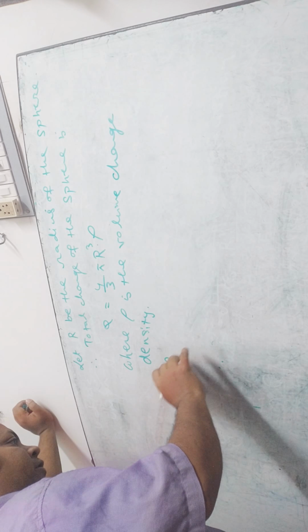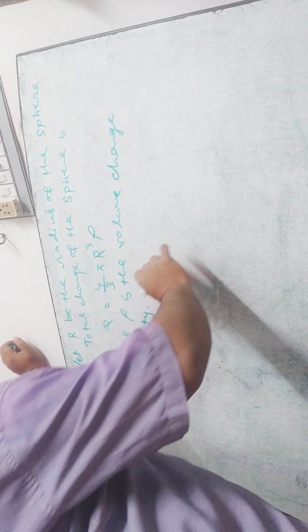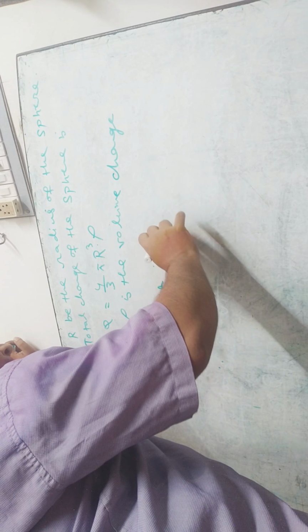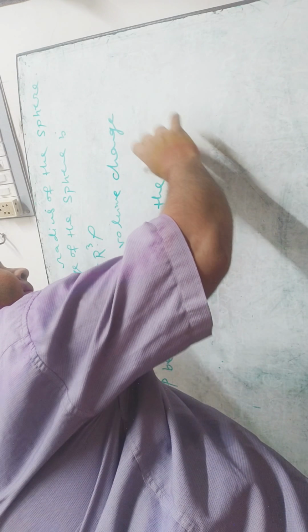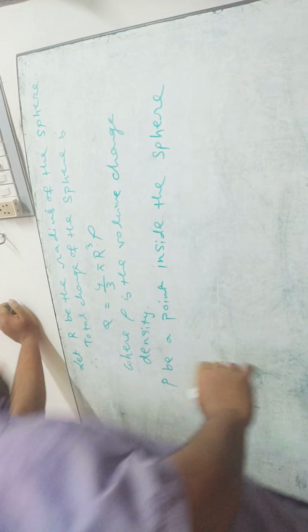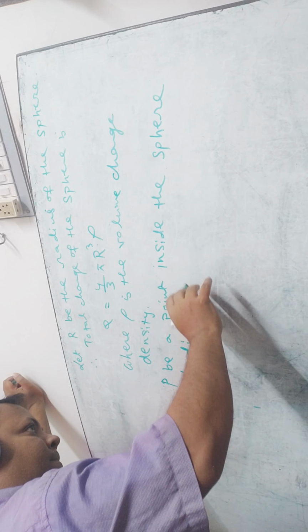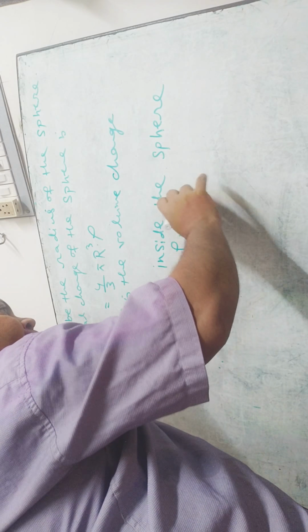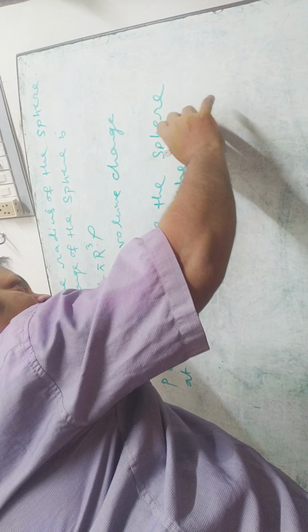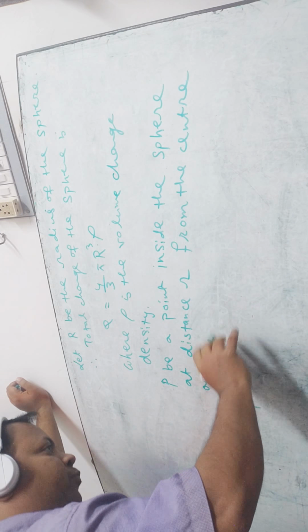P be a point inside the sphere at a distance small r from the center of the sphere.